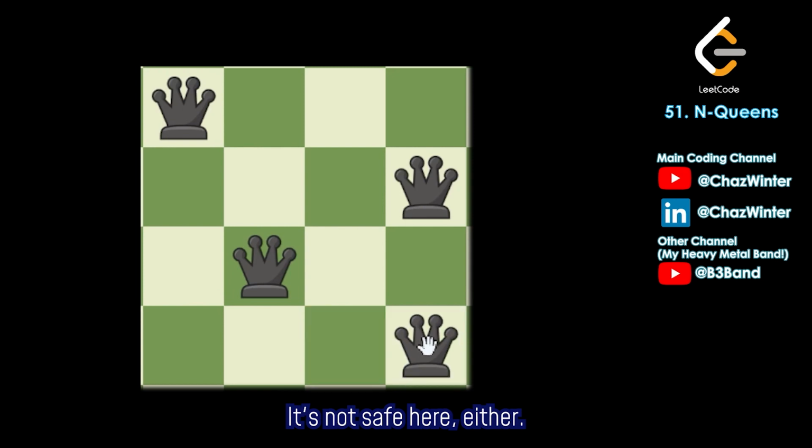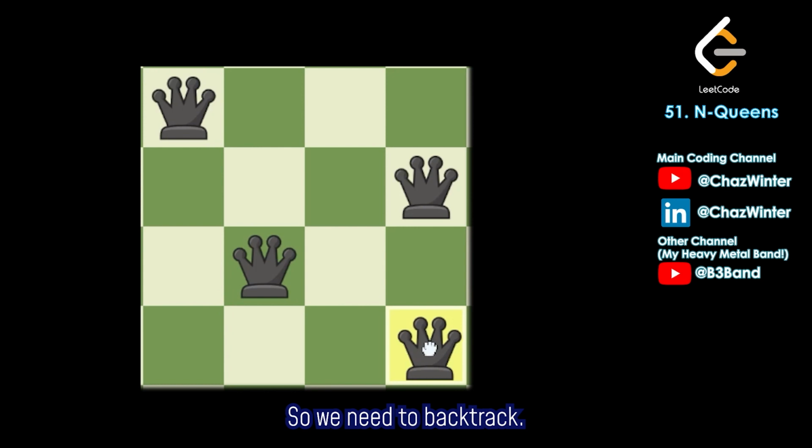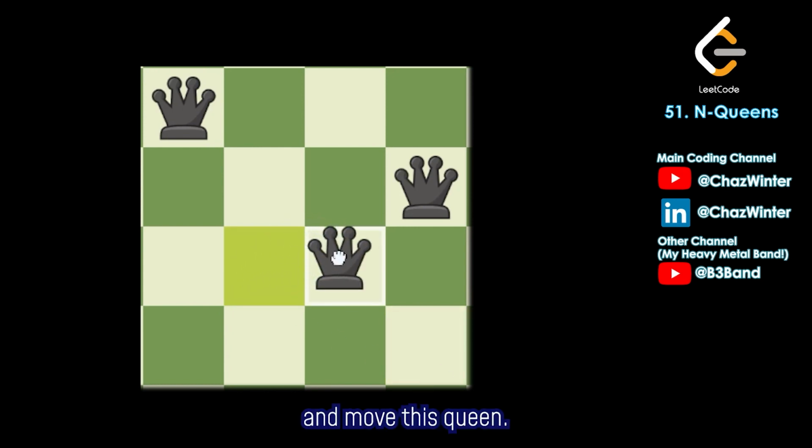It's not safe here either. And it's also not safe here. So we have run out of columns. So we need to backtrack. We go back to row 3 and move this queen.